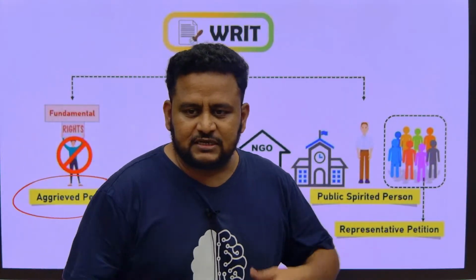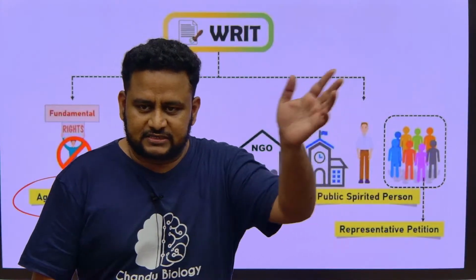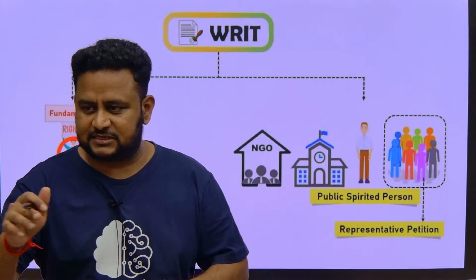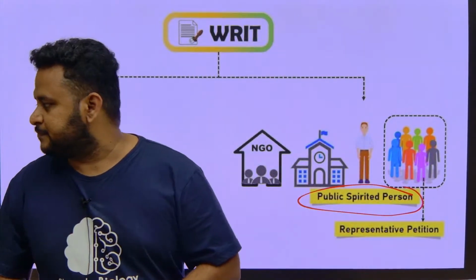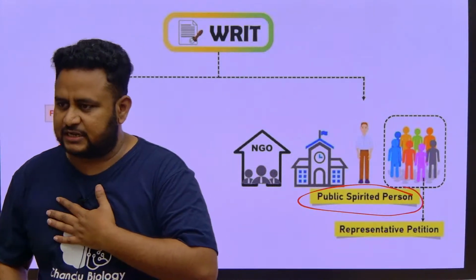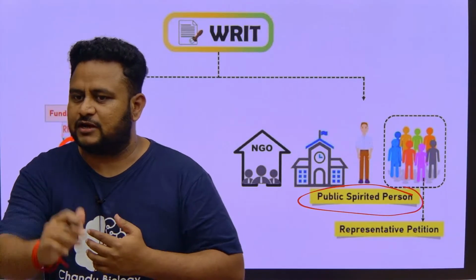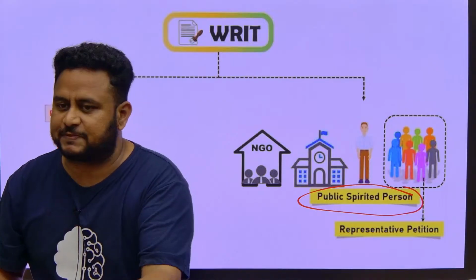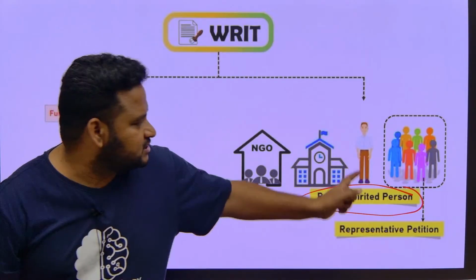Another type is, instead of the aggrieved person complaining, some other person sitting in the class will ask why are you not allowing him. Such a person is called a public spirited person. Suppose you are affected; instead of you, he will appeal to me asking why are you not allowing ma'am into the class. Then he is called a public spirited person. On behalf of someone you are representing, you are asking for the writ.